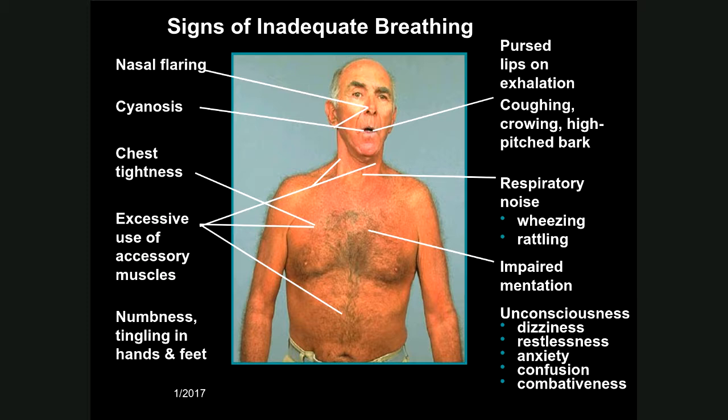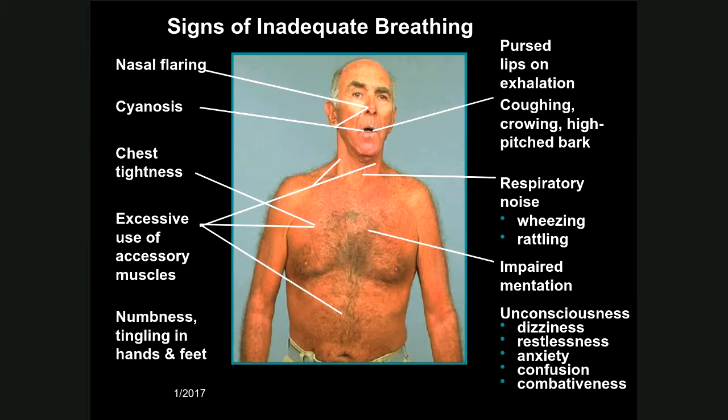Look for excessive use of accessory muscles. People may tell you they have numbness and tingling in their hands and feet. Numbness and tingling in their hands and feet is a sign of inadequate breathing known as hyperventilation. They're overbreathing. They're breathing 36, 38, 40, 42 times a minute. Once again, they're breathing that fast, they're not getting good volume exchange.